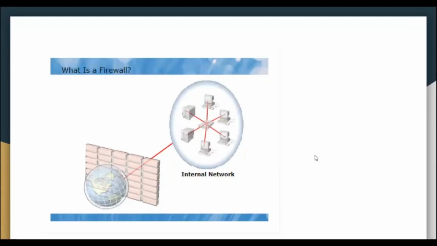So we have 5 different types of firewalls. We have the packet filtering firewall, the circuit level gateway, the application level gateway or proxy firewall, the stateful inspection firewall, and the next generation firewall. Those are the 5 types of firewalls.